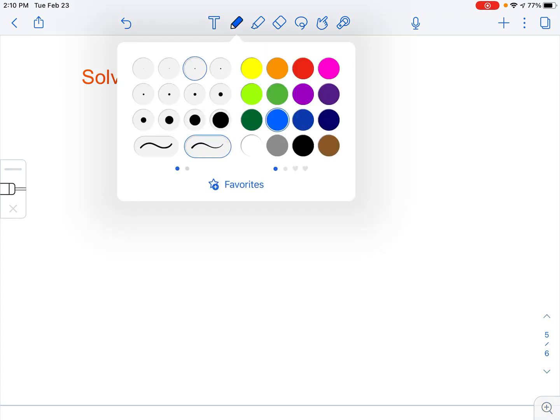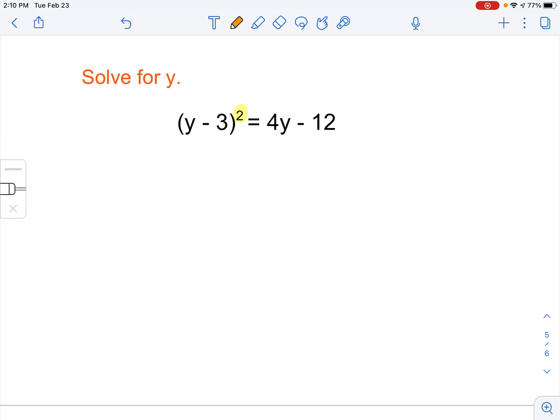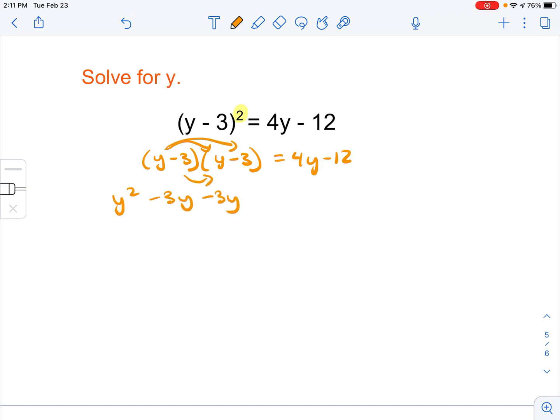So remember, I'll use orange, that whenever we have a binomial set to the second power, it's like I have that binomial times itself. I cannot distribute the power. I have to expand this out. So I'm going to end up foiling to get y squared minus 3y minus 3y plus 9. Now I'm just going to combine my like terms while I'm at it. So I get y squared minus 6y plus 9 is equal to 4y minus 12.